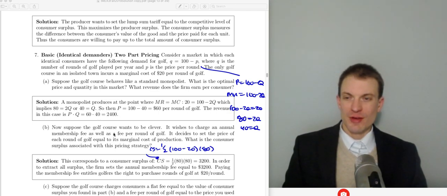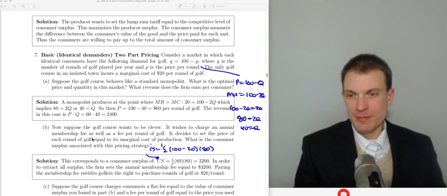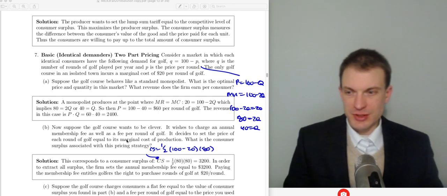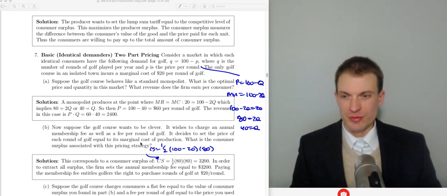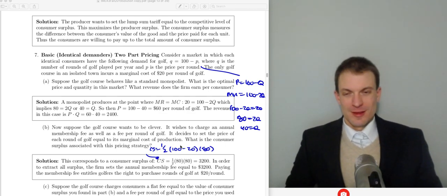Now, suppose the golf course wants to be clever, decides to charge an annual membership fee as well as a fee per unit round of golf. Okay, so it's going to have a fixed fee and then a per unit fee. Sets the price of each round of golf equal to its marginal cost of production? Good, because that's optimal for identical demanders. What's going to be the consumer surplus associated with this strategy?